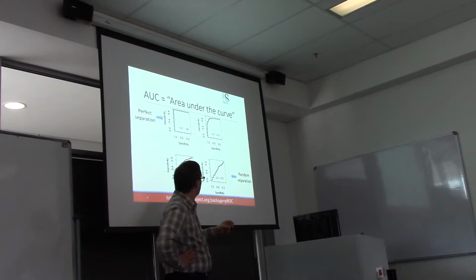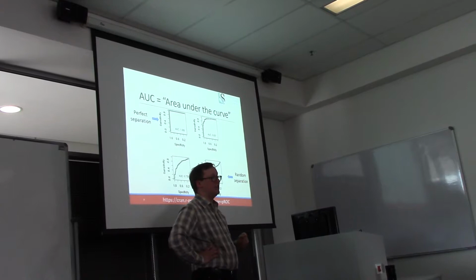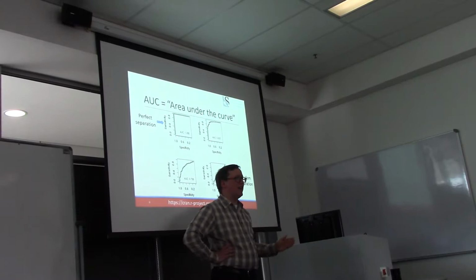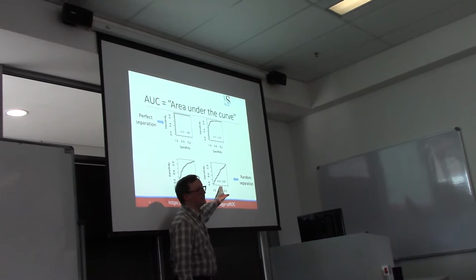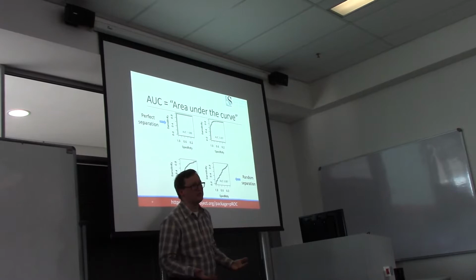So if you see an AUC value of 0.5 on someone's slide and they're telling you that they have achieved discrimination between these two groups, you should really just sort of give them the back of your hand and then walk away. Because that's not the case. You have to have an AUC that's better than 0.5, and substantially better than 0.5, to have a predictor that's got any value to it.